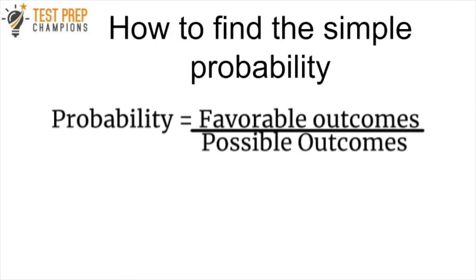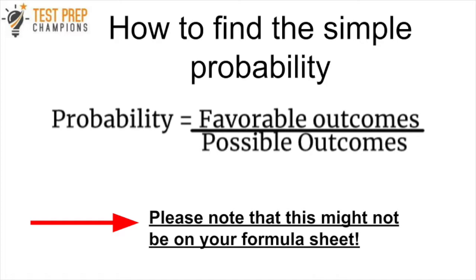So now let's switch gears and talk about how we actually calculate probability. Well, the formula is probability equals the number of favorable outcomes divided by the number of possible outcomes. Now, I want you to note that I checked the GED Testing Service formula sheet before I made this video, and I didn't see this formula on the sheet, so please note that you might not have this formula given to you on your test.